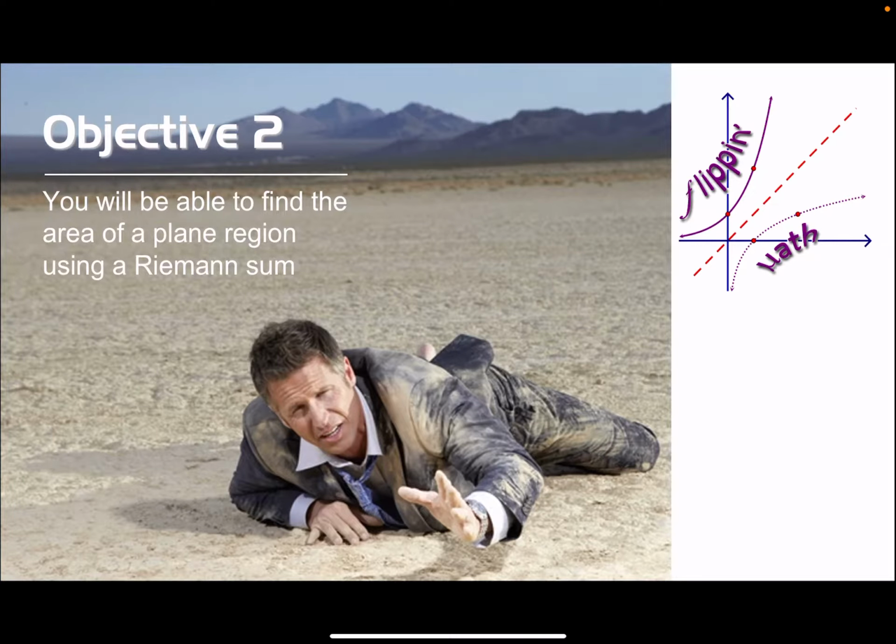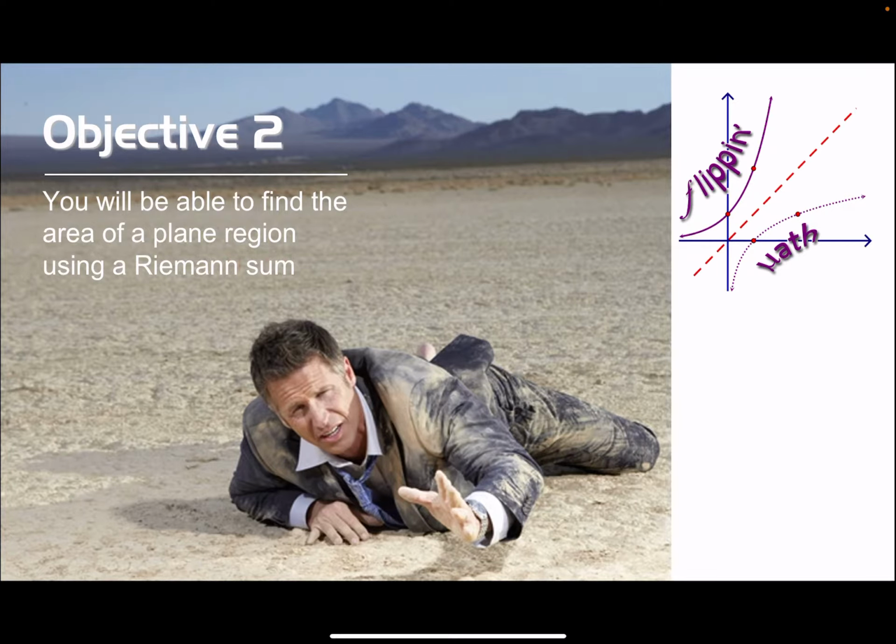For our second objective, you'll be able to find the area of a plane region using a Riemann sum. By a plane region, I'm talking about, let's say, you take a look at this picture over here, this graph. This is the natural log of x, and let's say that I wanted to find the area underneath that curve right there. That's a plane region, and of course there's no particular formula for it, but we can use calculus, and particularly a Riemann sum, in order to find it.